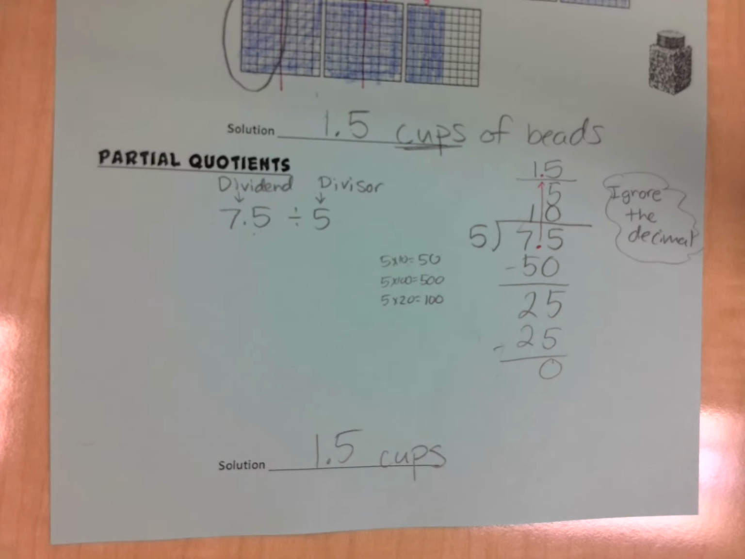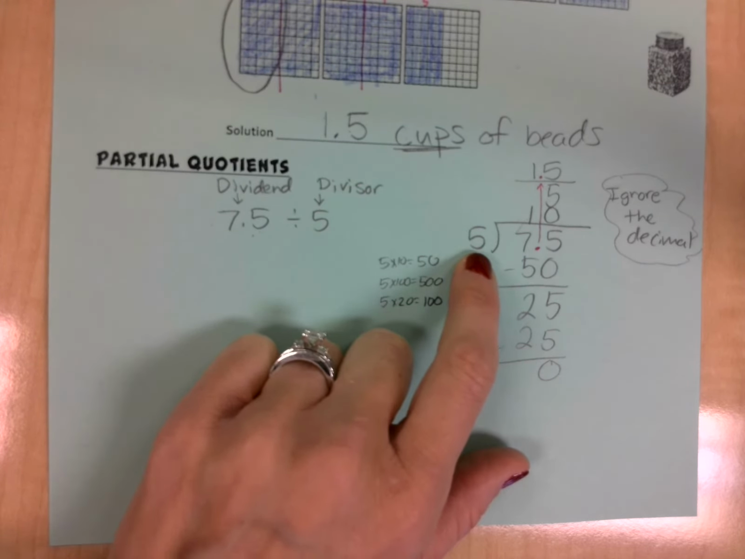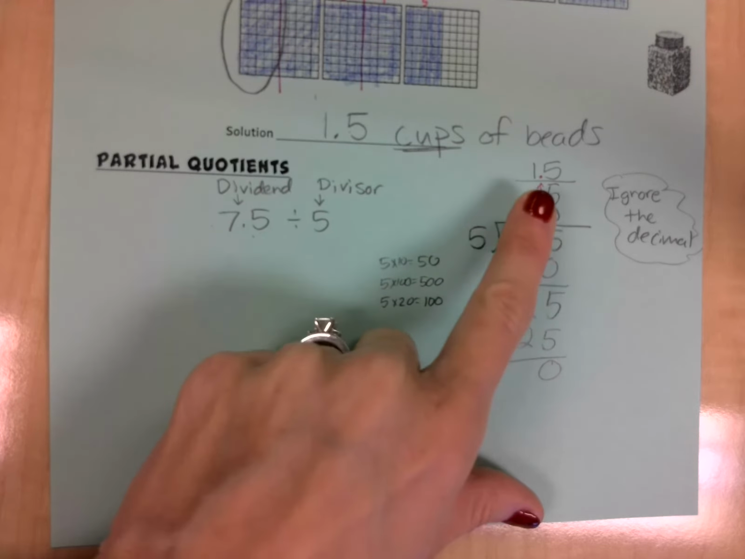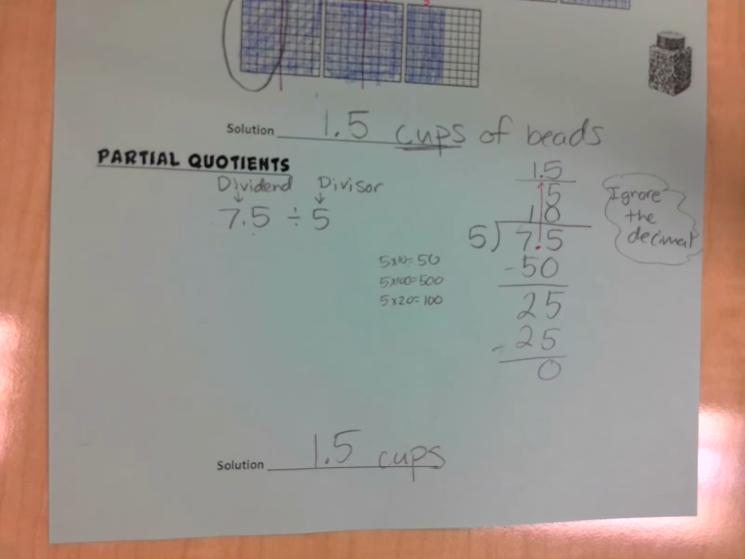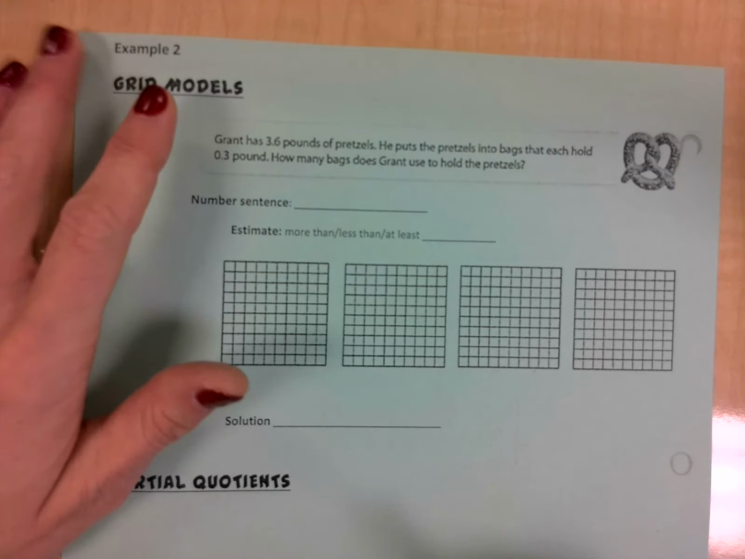Now, the only thing is, this was a whole number amount of groups. So we could just put our decimal up there, right? And what if it's not? So we have that situation here with our second example. And again, we're going to demonstrate it and then do the partial quotient and see what kind of look different here compared to our beads and jars question.